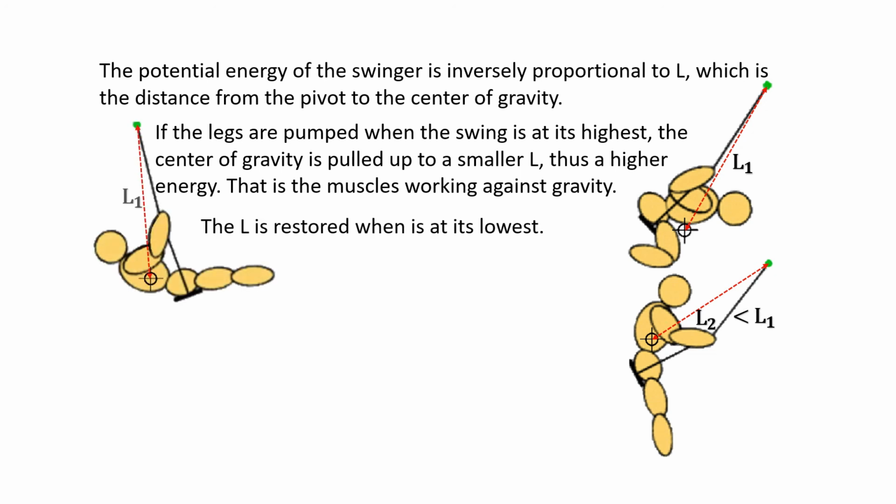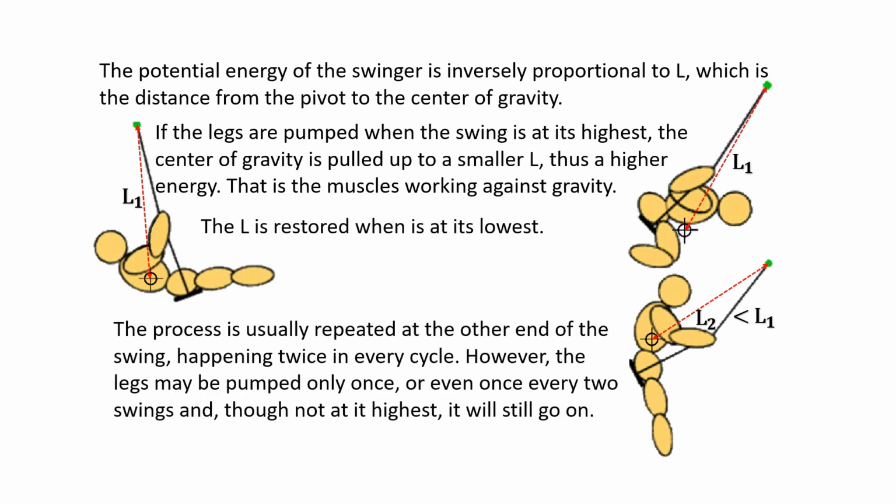The L is restored when at its lowest. The process is usually repeated at the other end, happening twice in every cycle. However, the legs may be pumped only once or even once every 2 swings. Though not at its highest, it will still go on.